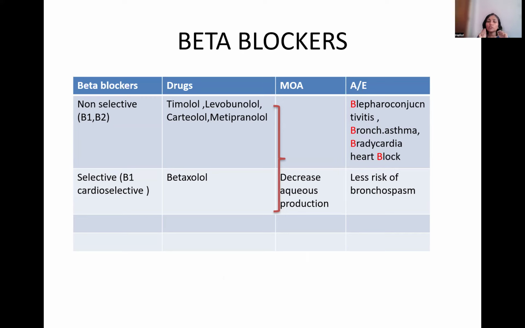Now, which are the cardioselective ones which can be used for glaucoma? That is betaxolol, a beta 1 selective beta blocker. Both types will decrease aqueous production. One more adverse effect will be there, that is blepharoconjunctivitis. So it will produce blepharoconjunctivitis, bronchial asthma, then bradycardia and heart block. Now with betaxolol, which is beta 1 selective, there are lesser adverse effects, especially the bronchospasm will be lesser. So it can be safely used in asthmatic people.